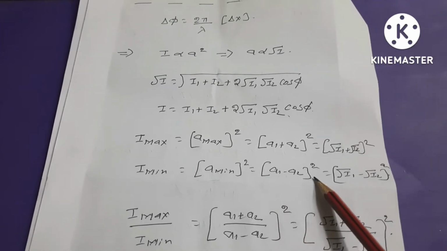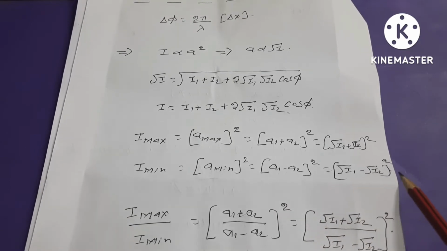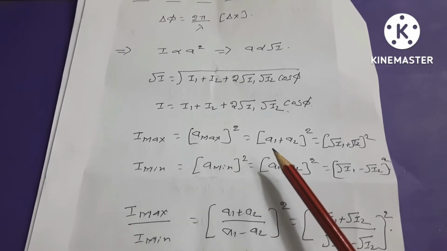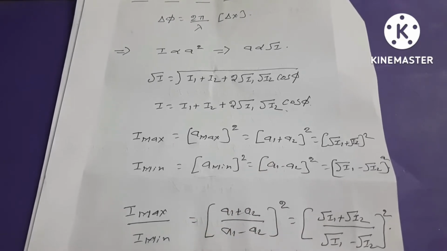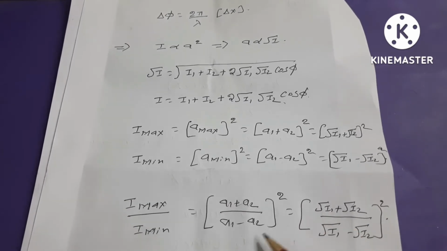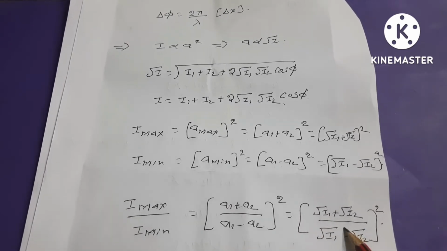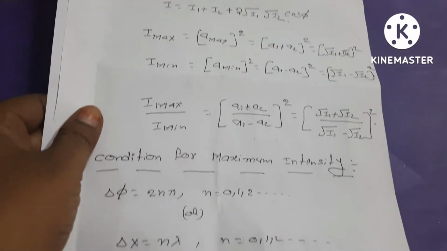So a minimum equals a1 minus a2 whole square, but instead of a1 we write under root I1 minus under root I2 whole square. Suppose they ask for the ratio of maximum to minimum intensity, I maximum by I minimum. In terms of amplitude we can use this, or in terms of intensities we can use that. Both are the same only. Based on the given data we can use either one.